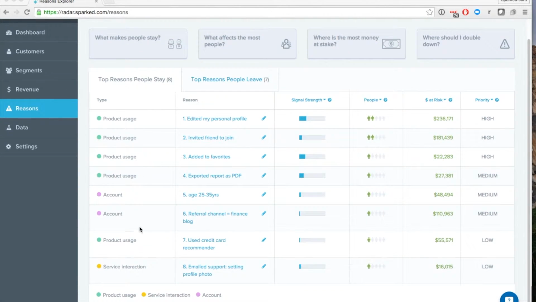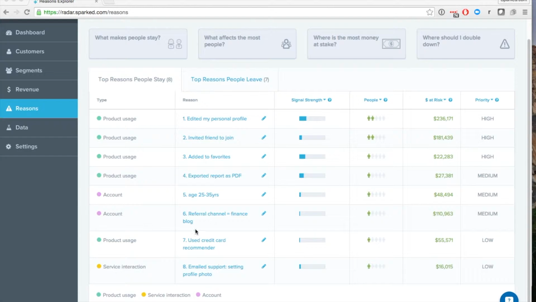has come from. You can see we have 3 data sources that are connected to this particular account: product usage, service interactions, and account data. So this column here tells us which data source the factor comes from. The next column shows us the factor itself. So what is the data point?